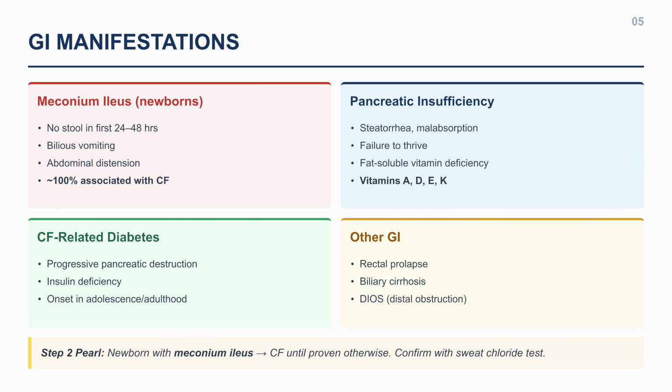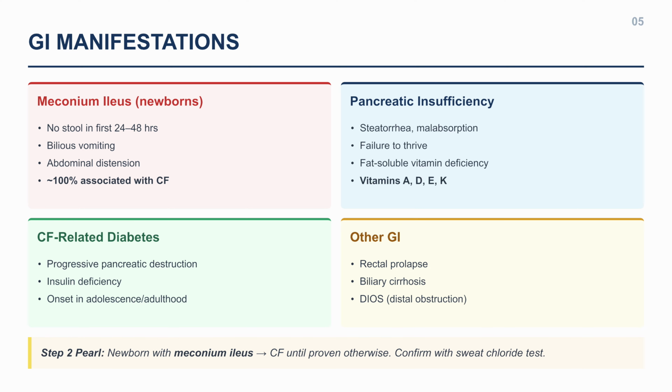The gastrointestinal manifestations of CF affect nearly every part of the digestive tract. Meconium ileus in newborns is failure to pass meconium in the first 24 to 48 hours, presenting with bilious vomiting and abdominal distension. Almost 100% of newborns with meconium ileus have CF.